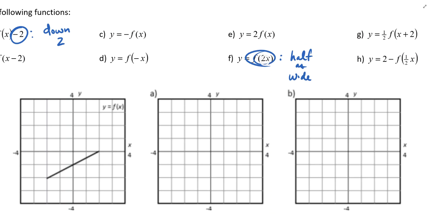Horizontal movement because it's on the interior of our grouping symbol. A stretch, or in this case compress, because it's a multiplication, and because it's on the interior, we tend to do the opposite of what we would expect.